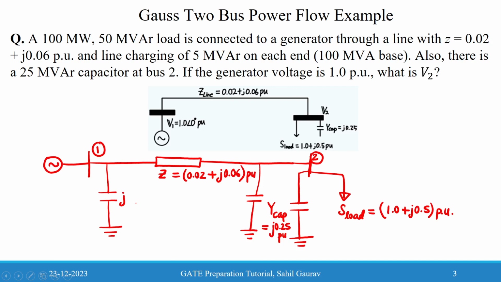Anil Biraya: Sir, the reciprocal of 1 by Z. So it is coming as j0.05. So how is it coming? Since 5 MVAr is given, you can directly divide by the base MVA, which is 100 MVA.